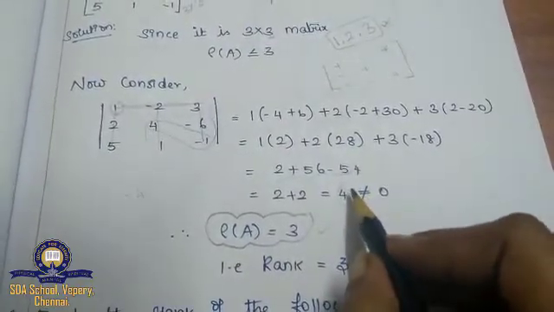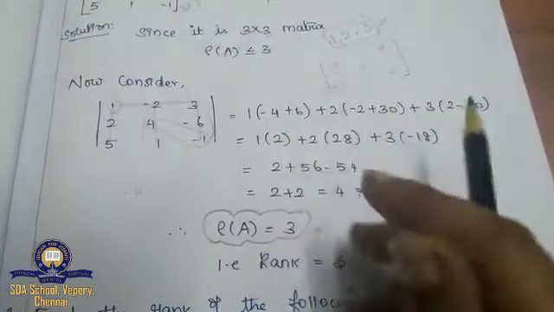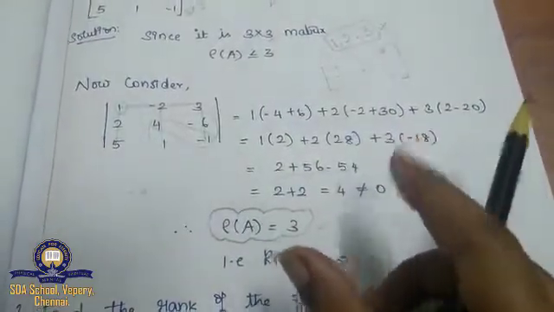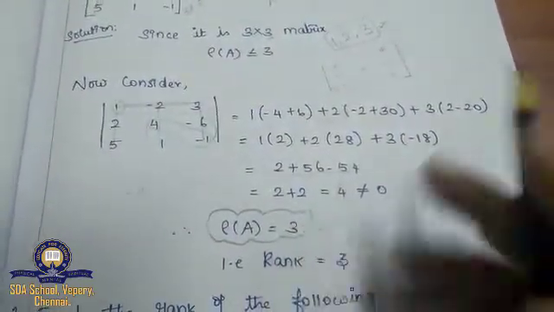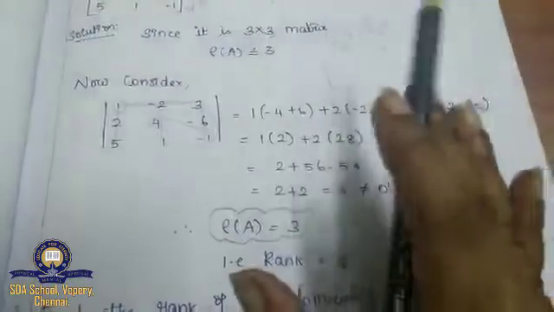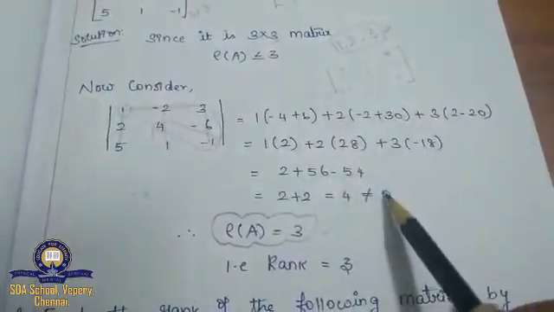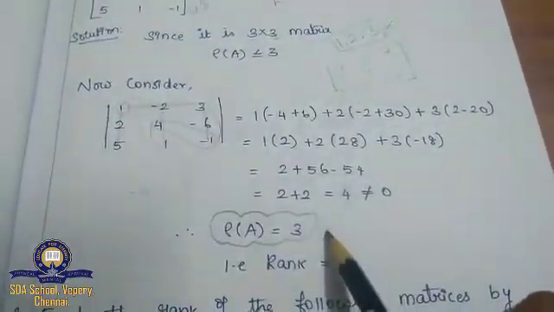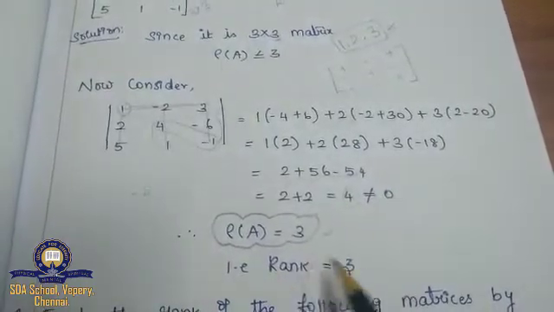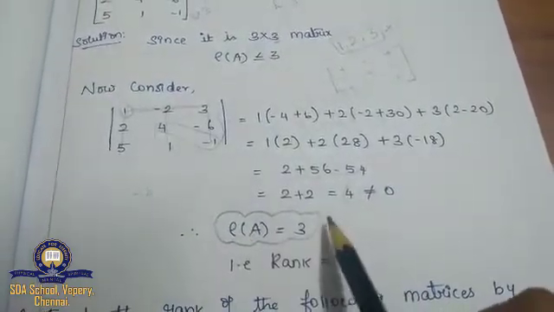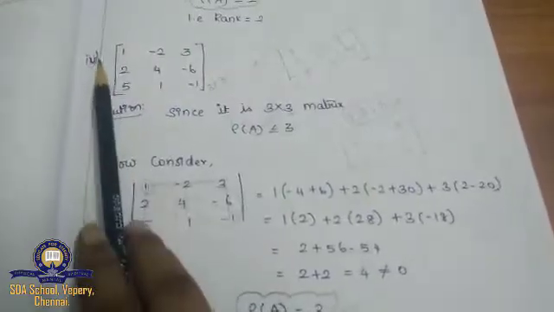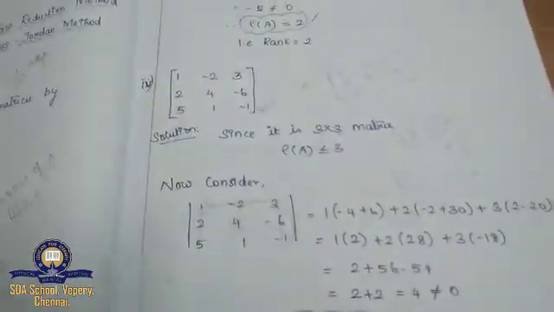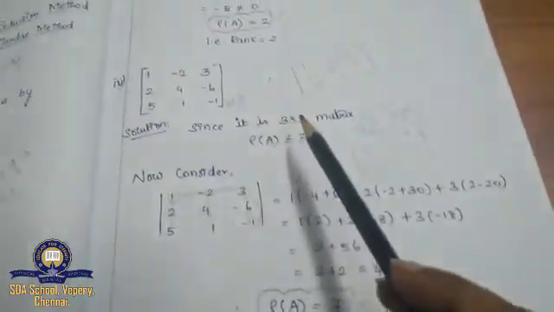Right? In previous sums we saw, in the first determinant itself, if you get a number, that number can be anything, but it should not be equal to 0. If it is, your rank will be 3. So my rank is equal to 3, so rank of A equals 3. This is your fourth subdivision. So totally you'll be having 5 subdivisions in this first sum.